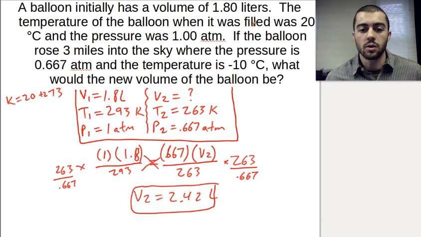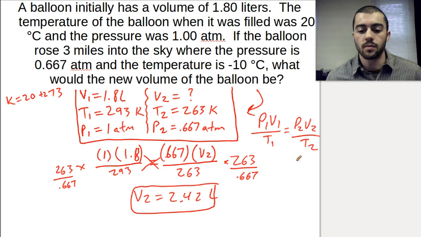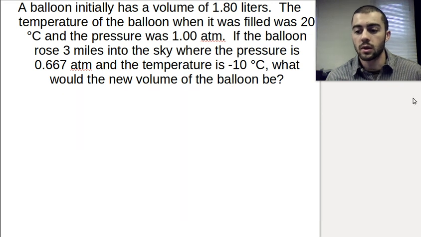So again, we're just taking this word problem here and pulling the information out and listing it all in terms of the variables, and then from there it's very simple. We just plug these variables into the equation, which again, in case you didn't write it down, is P1 V1 over T1 equals P2 V2 over T2. So then it's just algebra from there to solve.